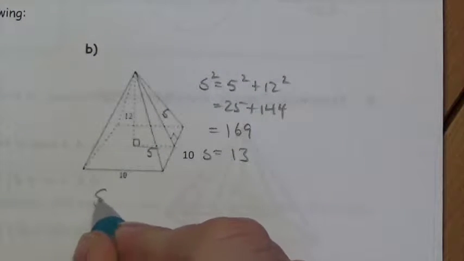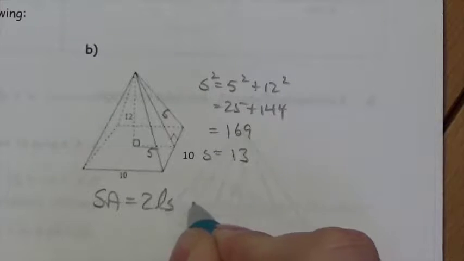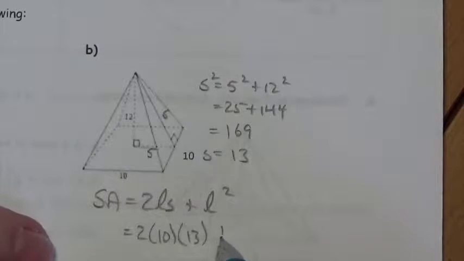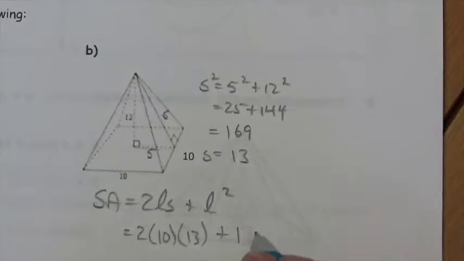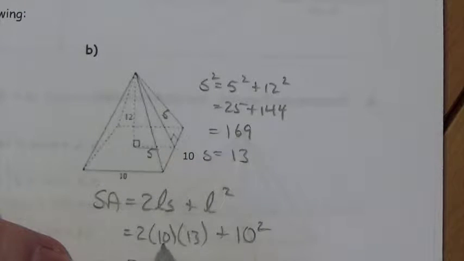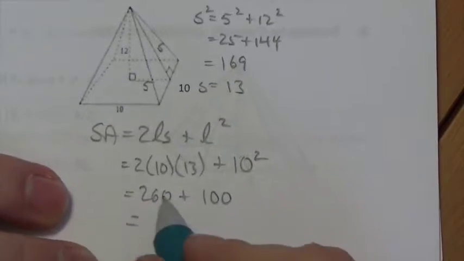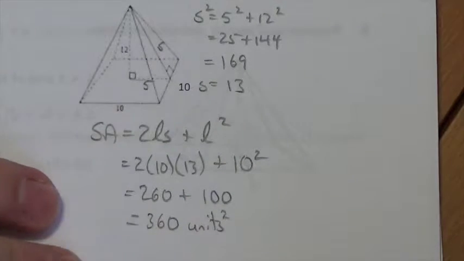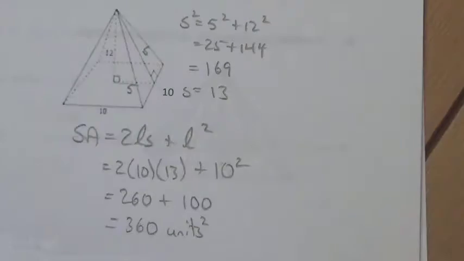Now my surface area is going to be 2 times the length times the slant height plus the length squared. So 2 times 10 times 13 plus, oops, sorry, not 13 squared, it's 10 squared. Well, 2 times 10 times 13 is going to be 260, and then 10 squared is going to be 100. Oops, sorry, you couldn't see that. So this is going to end up being 360 units, whatever the units are, squared, because we're looking for area.